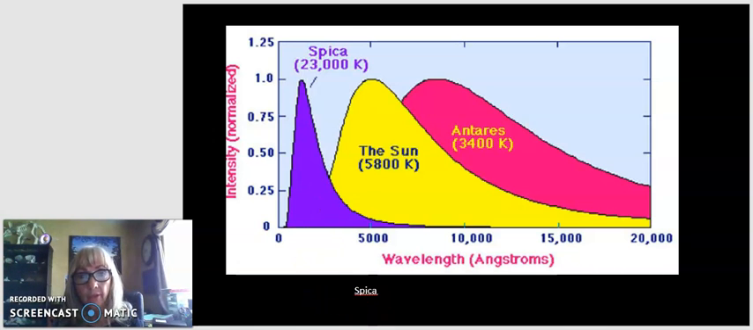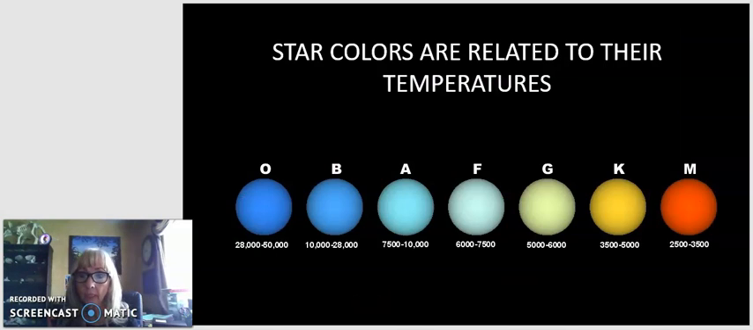So here we have the blue Spica. Now look at the temperature, 23,000 degrees, very, very hot. So that would be peaking in the blue. One that peaks in the yellow, like our sun, is only 5,800 degrees Kelvin. Antares, that's more of a reddish star, 3,400 degrees. So temperature can be determined by the color. And here are examples of that. Here are different colored stars and their respective temperatures below them.